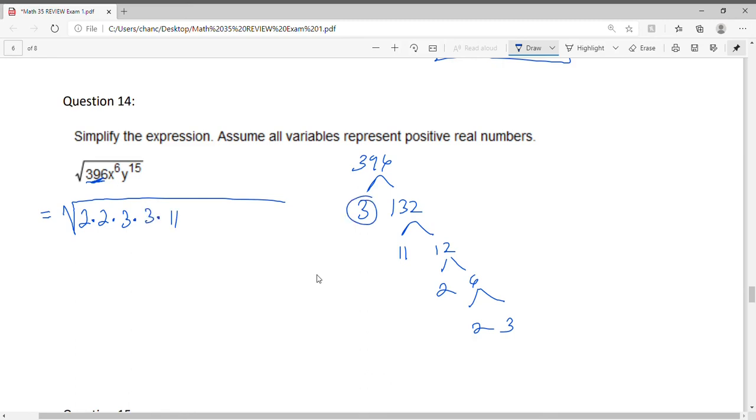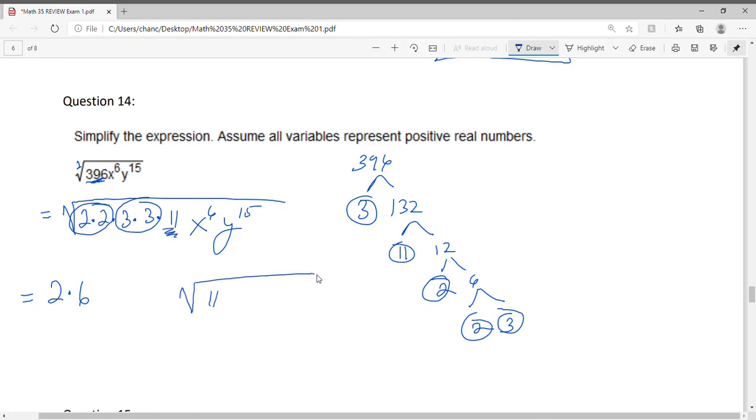Again, the numbers are 2 times 2 times 3 times 3 times 11. And we have x to the 6th, y to the 15th. Now we're looking for groups of 2 because this has an index of 2. So I know the square root of these two parts is 2 times 6 in the front. We have an 11 left on the inside.